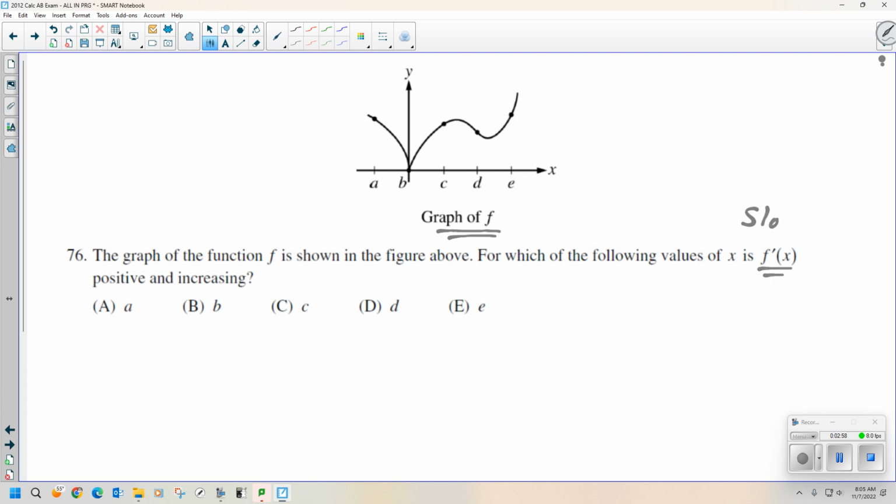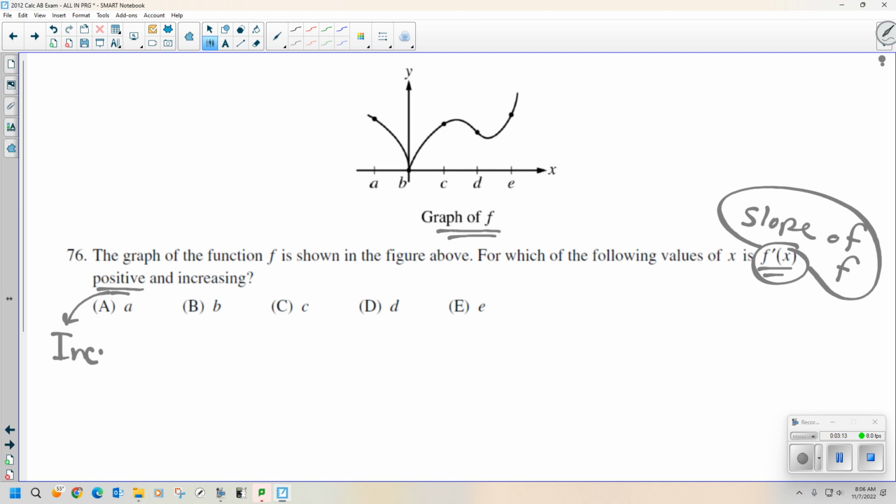That's the slope of f. That's the whole purpose behind this question. So when is the slope of f, or f prime, positive? That means I have an increasing function. Let's look at that first. Increasing here to here, and increasing here to here. These are positive slopes. This is a negative slope here, so I don't want that. This is a negative slope here, I don't want that.